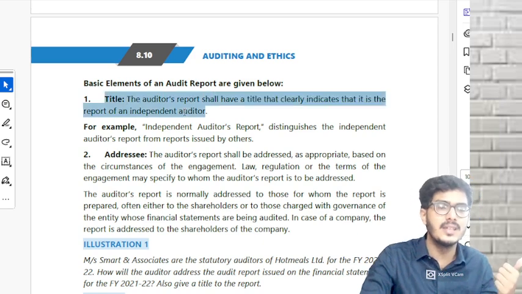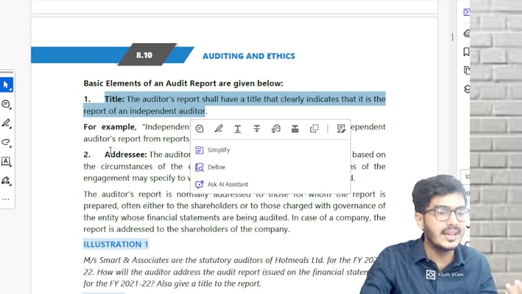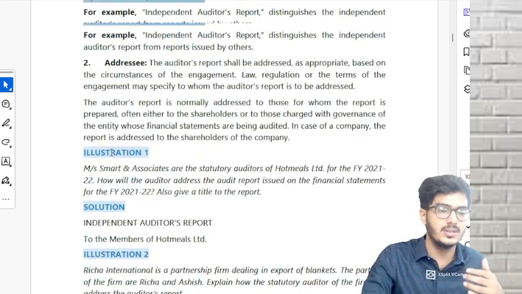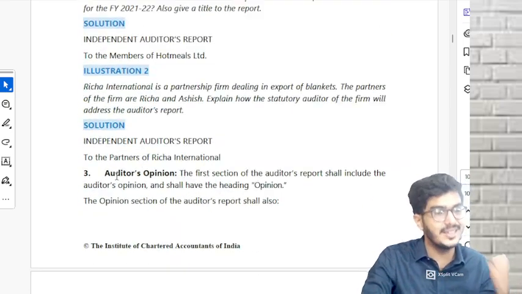First, there must always be a title. What is the title? Independent auditor's report. Then the addressee, that means to whom we are addressing. For a company, it is generally the shareholders or the members. That's it. What will you mug in this? There is nothing to mug. RMN. Move on. Auditor's opinion. This is mug.